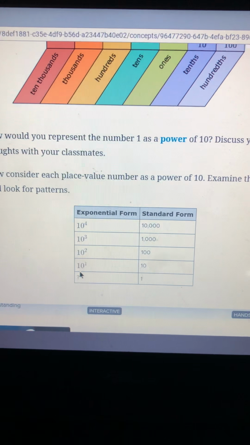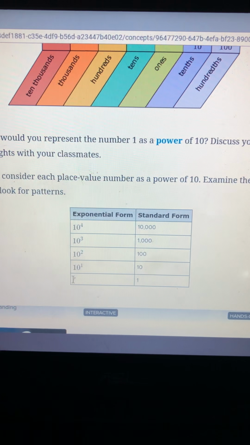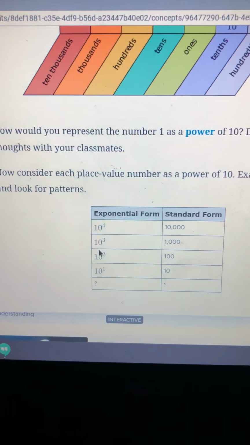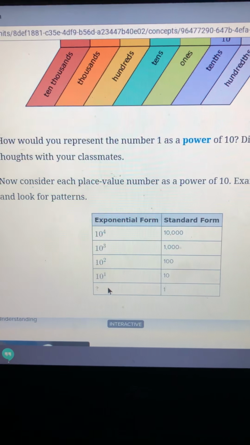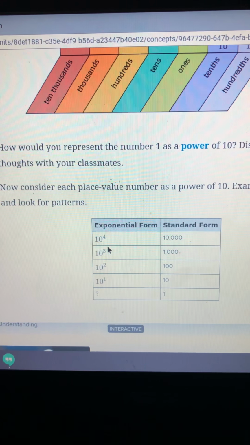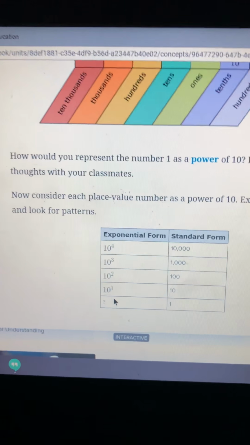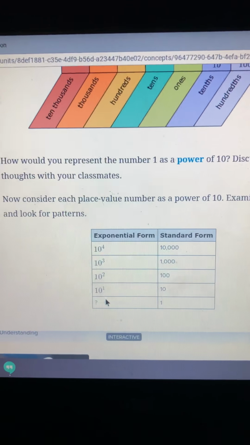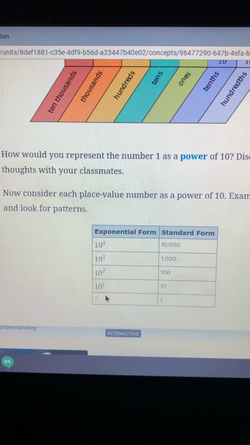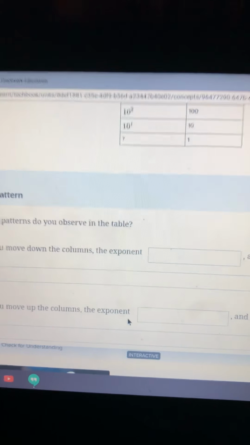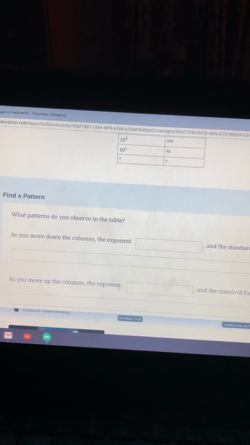What would the question mark be? We need a base of 10 and an exponent of 4, 3, 2, 1. Blast off? Just kidding. It'd be 10 to the 0 power. All right, so we have our questions.